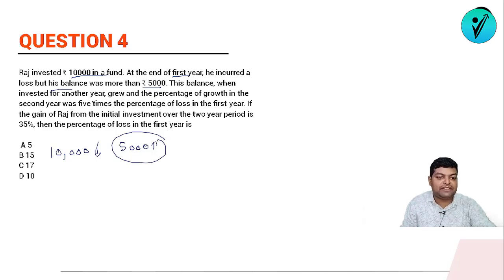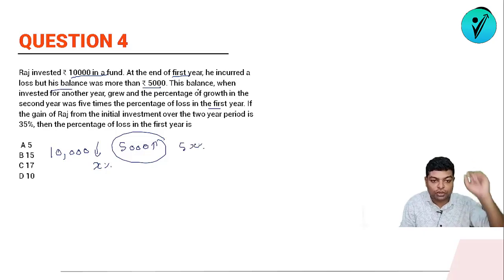This balance, when invested for another year, grew and the percentage of growth in the second year was 5 times the percentage of loss in the first year. Whatever loss incurred here, suppose the loss here is x%, so the money is now growing by 5x%. ऐसा ही है ना, देखो, जितना आपने यहाँ पर loss किया उसका 5 times the value is getting increased.